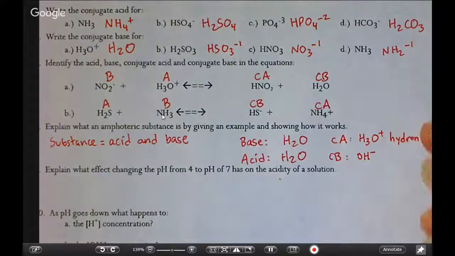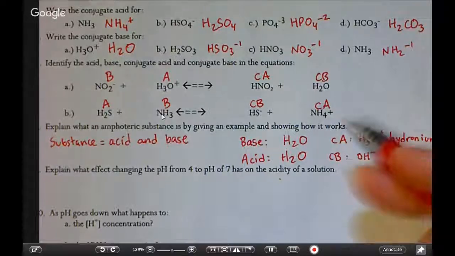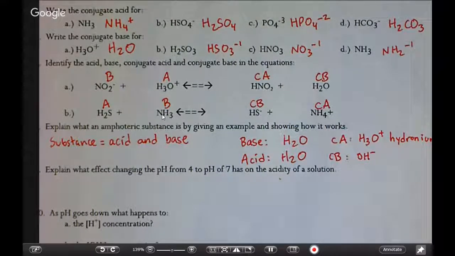So, amphoteric just means like within itself it has both the conjugate acid and conjugate base for everything. It does. Well, it doesn't have that, but it says that it can gain or lose the proton. So it has enough that it can take on another one and become a conjugate acid, or it can lose one and become the conjugate base.